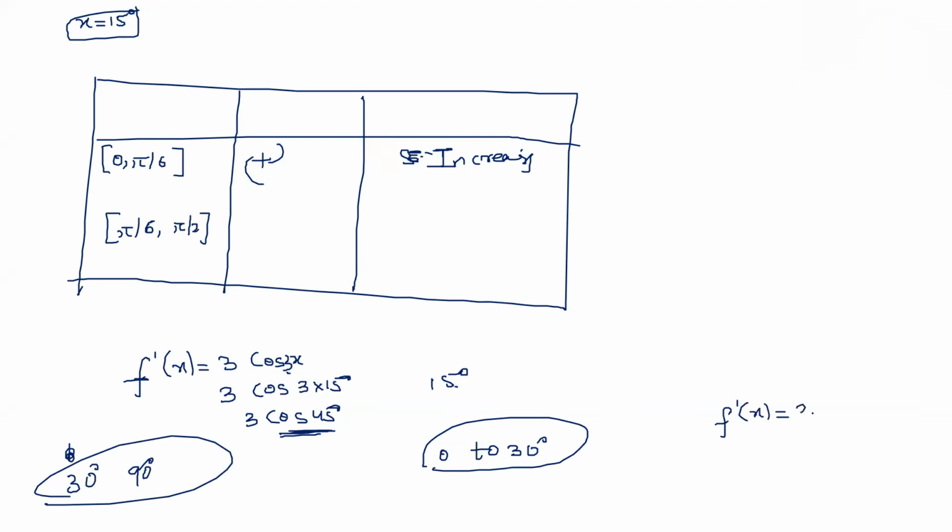So 45. Put the 45 here. So cos 3 into 45. So what will you get? 3 into cos 135. So what's the value of cos 135 degrees?